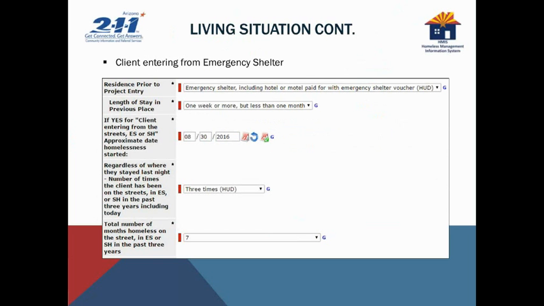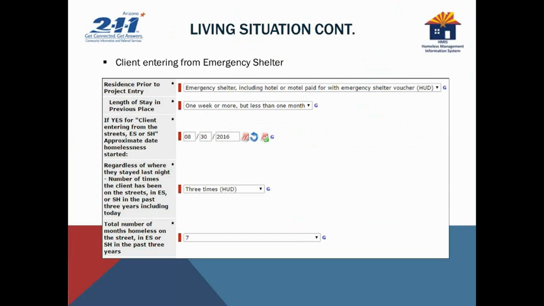Next, we will talk about the living situation. We are going to provide you with a few examples of a client entering into a project type coming from a project type. This is because based off of residence prior to project entry and length of stay in previous place, you will then be prompted to answer conditional additional questions.